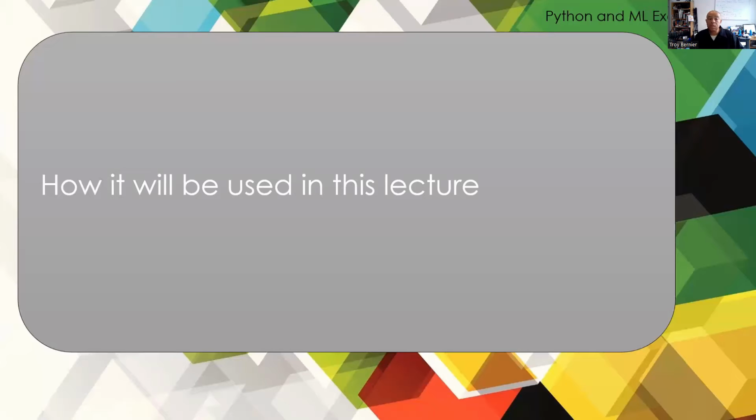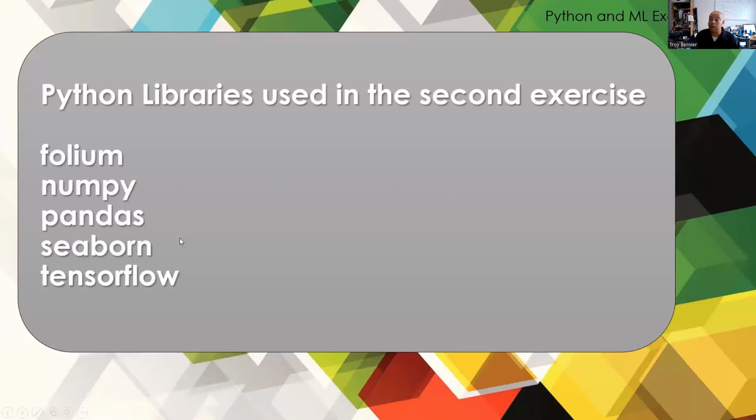So how will it be used in this lecture? Well, for the purposes of producing analytics and determinations on the Miami housing data. Our data set is from 2016. It's an older data set, but even that by itself is going to open up some interesting components to us. This is a much more difficult exercise. There are several more libraries that are incorporated into Python.